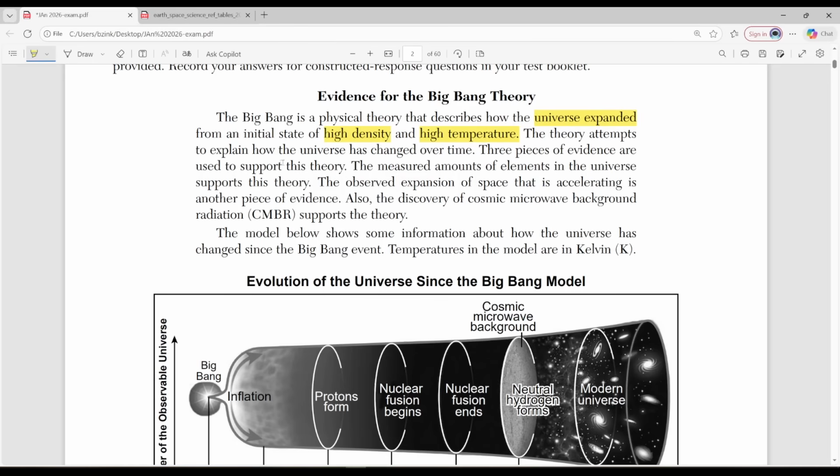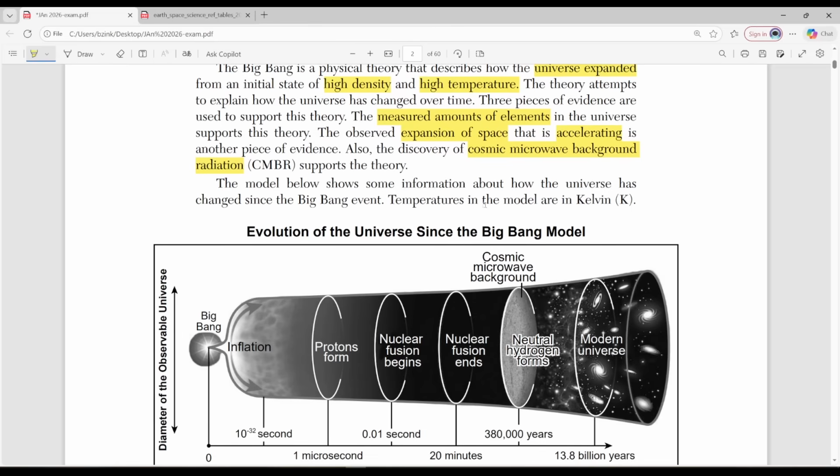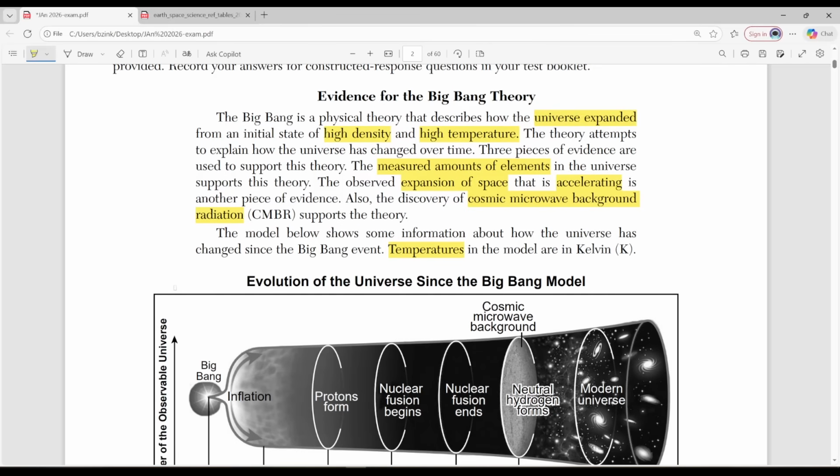Three pieces of evidence are used to support the theory. The measured amount of elements in the universe. The observed expansion of space, that is accelerating, is another piece of evidence. Also, the discovery of cosmic microwave background radiation, CMBR, supports the theory. The model below shows some information about how the universe has changed since the Big Bang event. Temperatures in the model are in kelvins, so something about temperature. So that's kind of what I pulled from that.